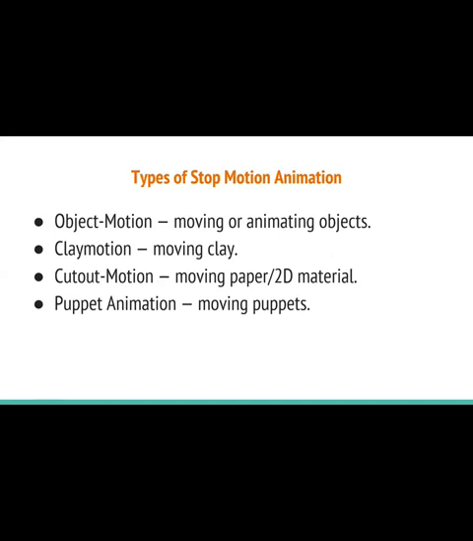So, what are the different types of stop motion animation? As we can see on the screen, there are four types. First is object motion, when we use any object to create our animation. Clay motion, when we use clay to create animation. Cutout motion, when we use paper cutouts to create animation; basically cutout motion is a 2D animation. And fourth is puppet animation, when we use a puppet to create our animation.